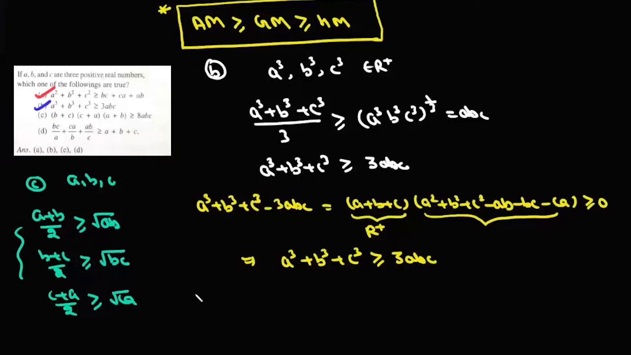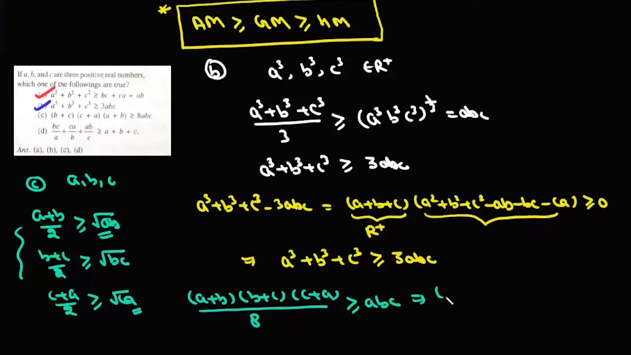Now we multiply all these three, we can write (a plus b) into (b plus c) into (c plus a) whole divided by 8, and it is greater than or equal to under root a into under root a. So there will be a, in the same way it will be b and c. So we can write it is greater than or equal to abc, or simply (a plus b) into (b plus c) into (c plus a) is greater than or equal to 8abc. That means this option C is also correct.